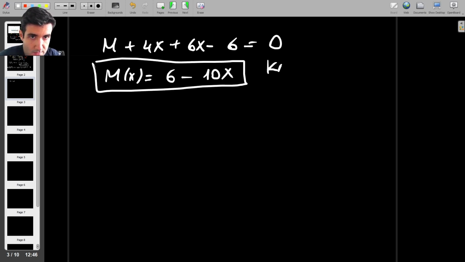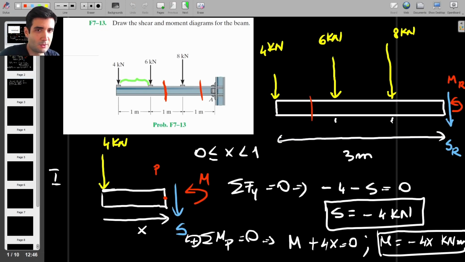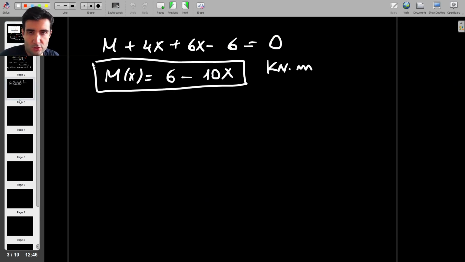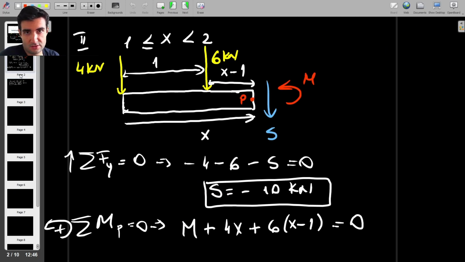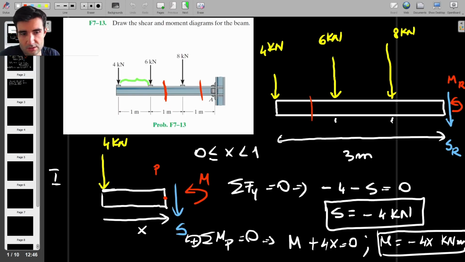And that's kilonewton meters. Okay, so the nice thing about solving a problem with only point loads is that you won't get any quadratics. You only get quadratics if you have distributed loads, but if you don't, you just have some nice first order functions for the bending moment, whereas the shear force is just a constant. So minus 10, or minus 4 in the first case. So we sorted that out.